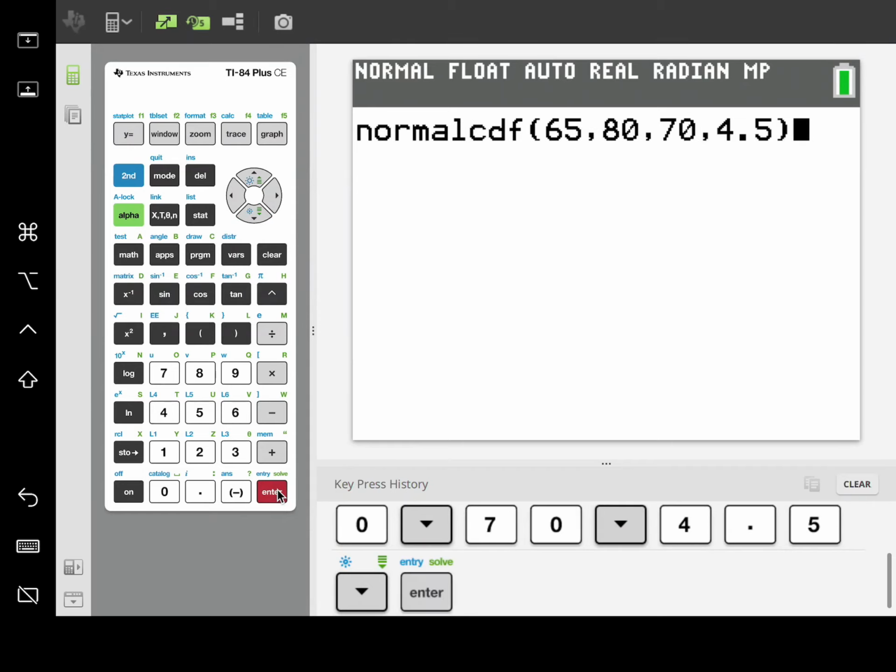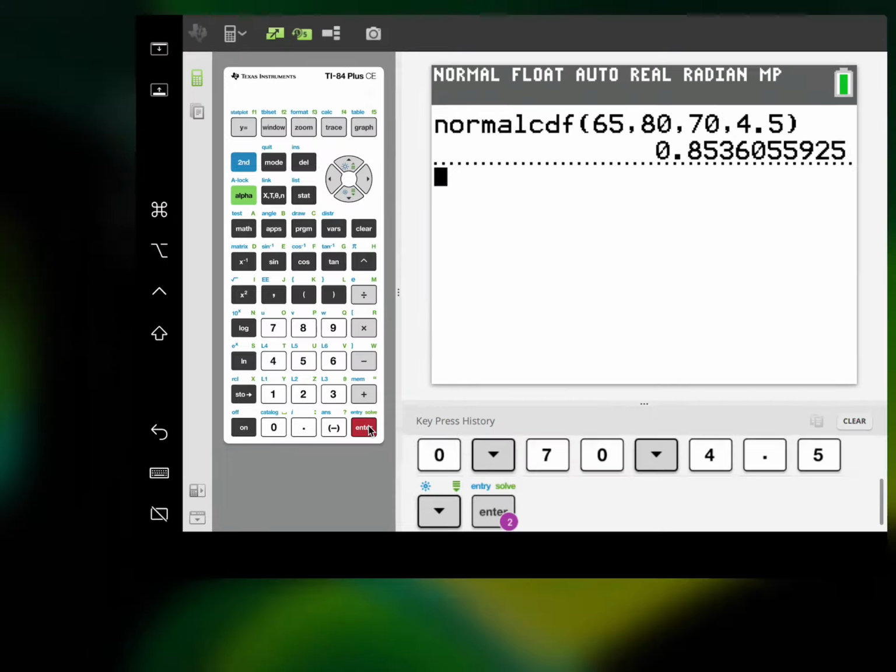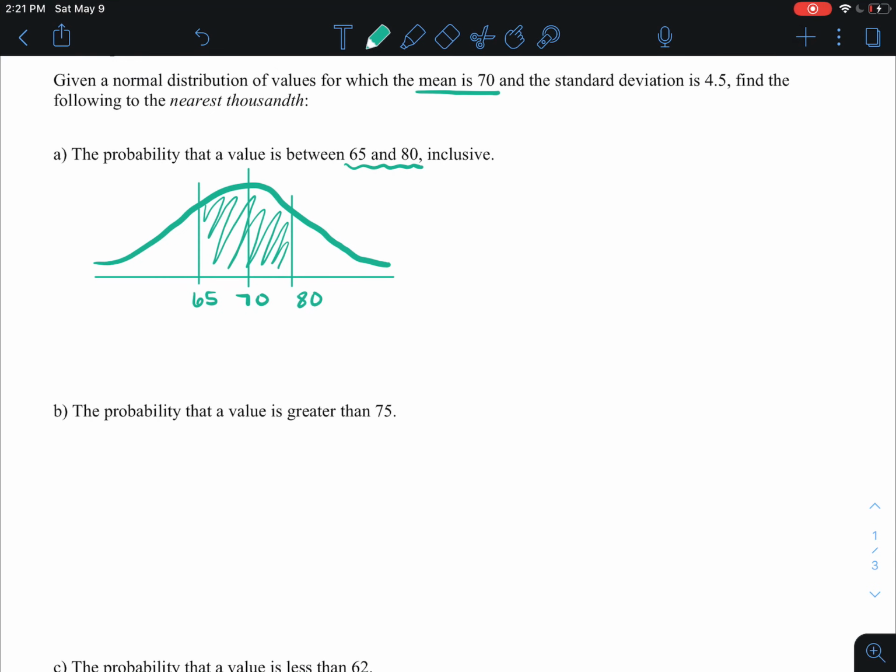So now I'm going to paste this, going to hit enter, and my calculator should give me that probability. So you should have ended up with, we are rounding again to the nearest thousandth. So decimal, we had 0.85360555. So we could round it.